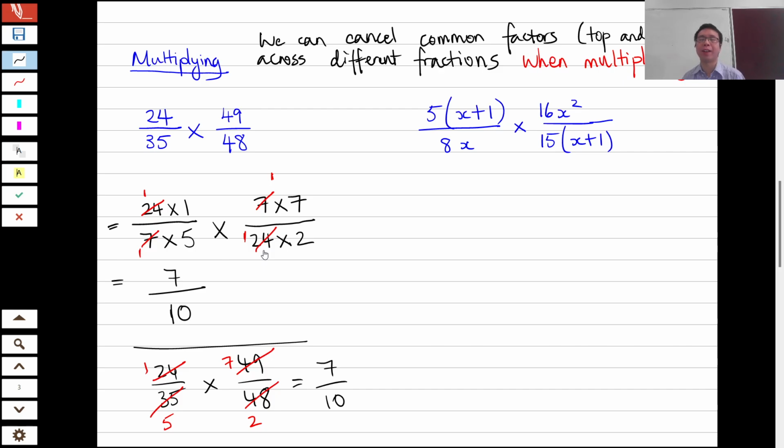Okay, let's carry over this idea to an algebraic fraction. So now I'm allowing the fractions to involve pronumerals and variables. So first I'll do it the long way. So I'm looking for common factors. Well, I'm seeing 5 and 15. That's probably going to cancel. And the x plus 1s are going to cancel as well. So I'm just going to break up 5, x plus 1 into its factors. 5 is prime, so I can't break it down any further. But 15 I can break into 5 times 3.